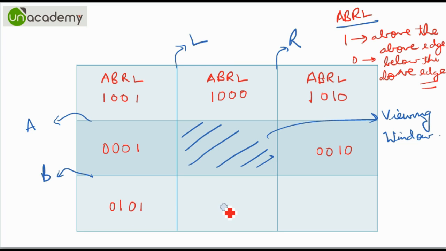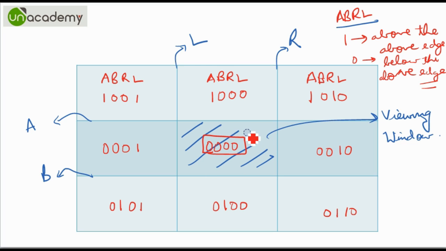For this one, it is below, not above, not right, not left. For this one, we have it is at the right, it is not at the left, it is below, and it is not above. For this one, we have 0, 0, 0, 0. Why? Because it lies inside.